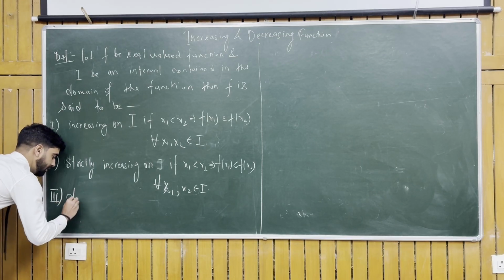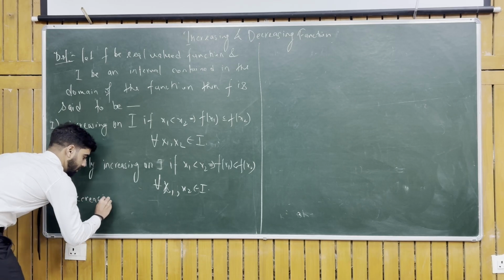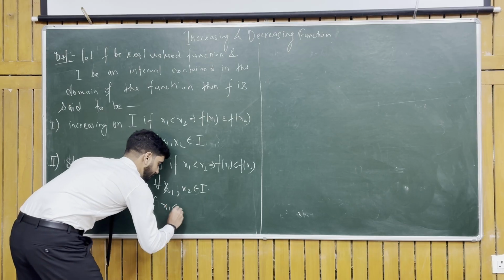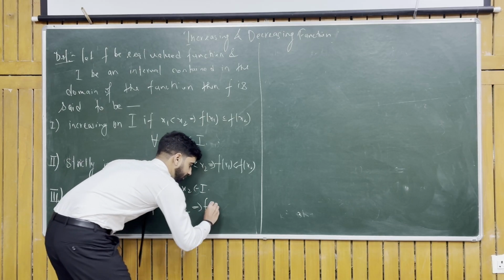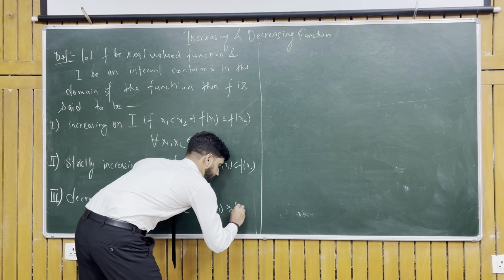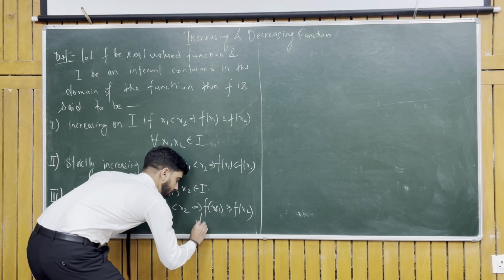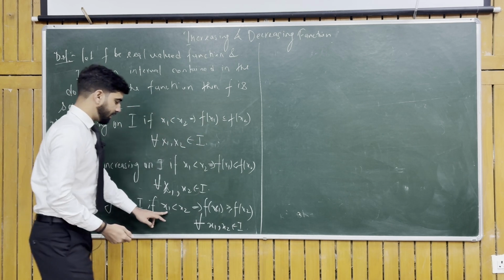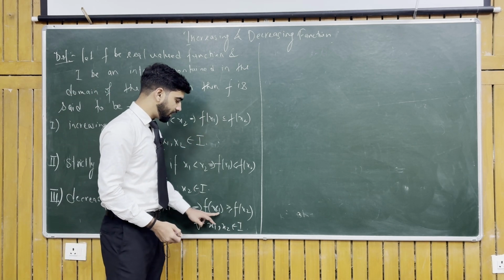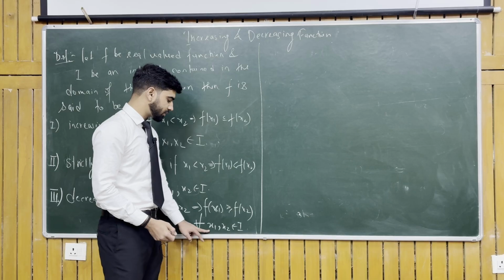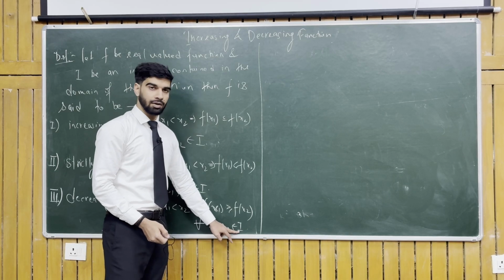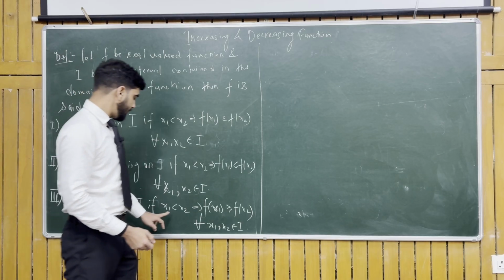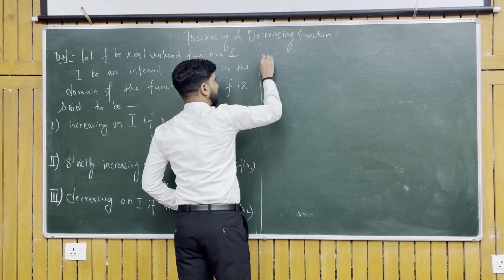So decreasing on I if x1 less than x2 implies that f at x1 greater than or equal to f at x2 for all x1, x2 belongs to the interval I. If x1 less than x2 implies that f at x1 greater than or equal to f at x2 for all x1, x2 belongs to the interval I, then we can say that the function f is decreasing on the interval I.